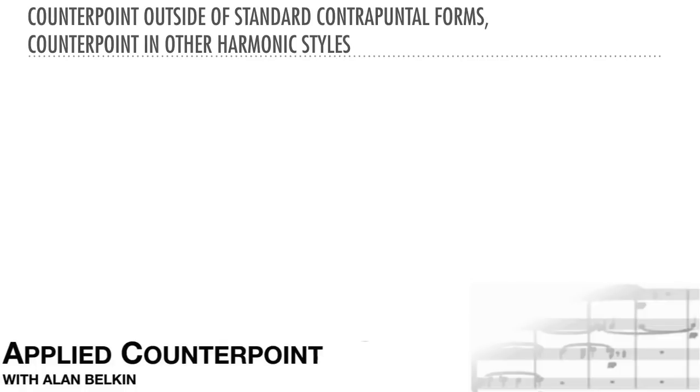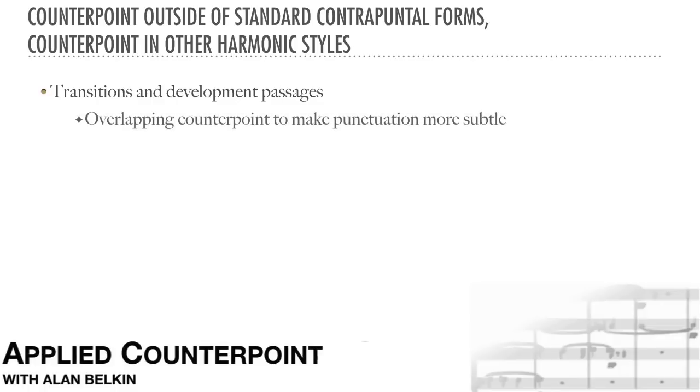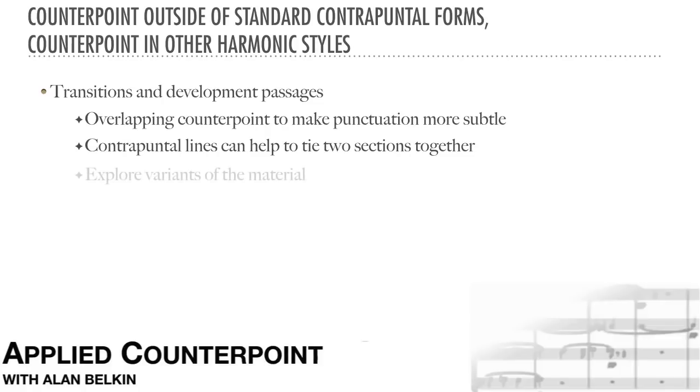Another area where a composer's ease in counterpoint is immediately apparent is in transitions and development passages. A touch of overlapping counterpoint can make the punctuation between phrases more subtle. Similarly, since contrapuntal lines often overlap, they can be useful in tying two sections together during a transition. Also, when sketching a large work, a systematic exploration of variants of the material along the lines of a stretto table can lead to unexpected discoveries that then enrich the form. Even when the texture is not explicitly contrapuntal, such variants can add details to enrich the music. These points explain why this course is called Applied Counterpoint.